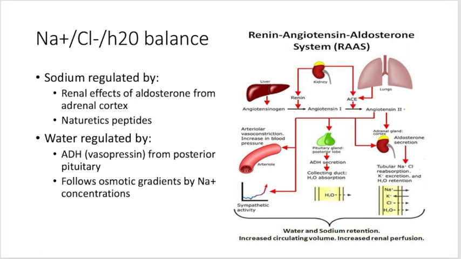Water balance is primarily regulated by the renal response to antidiuretic hormone, which is also known as vasopressin, and that comes from our posterior pituitary. This is then going to follow the osmotic gradients created by the sodium concentrations. And that gets us back into our RAS system.